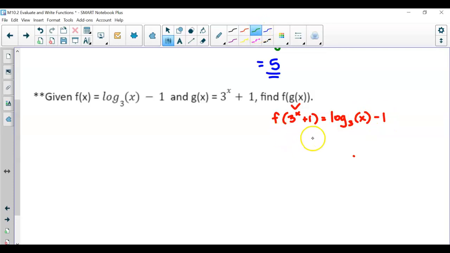So again, here I've got log base 3 of 3 to the x plus 1 minus 1. So now notice how 1 and negative 1, that's 0, cancel out. And bases are the same. So here you end up with the value of x. And when you get a composite function like this, f of g of x, to be just x, we're going to talk about this more in our next lesson, what this means.